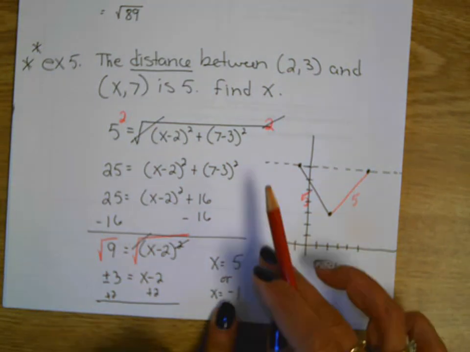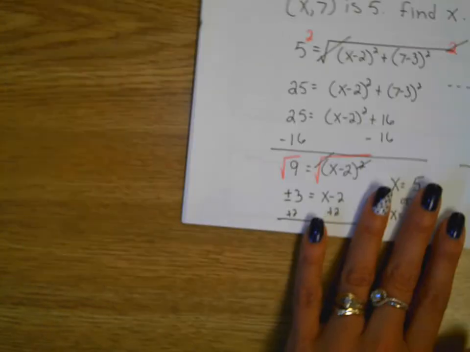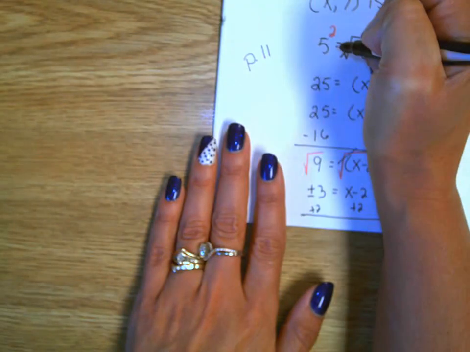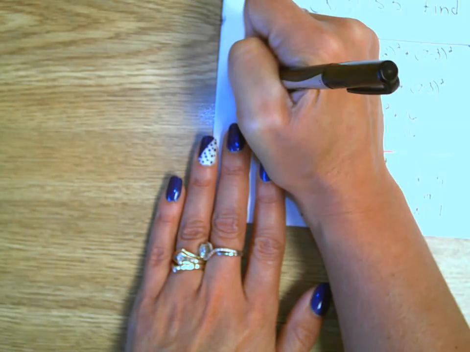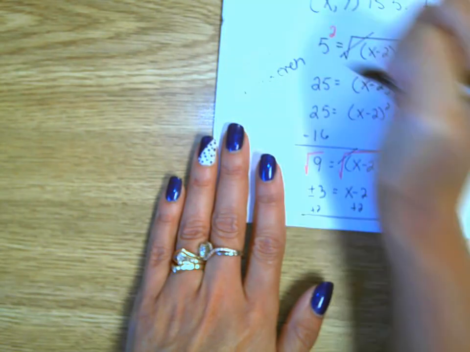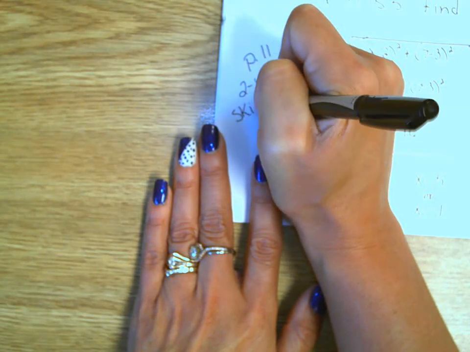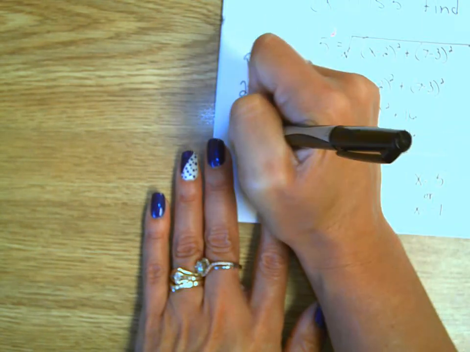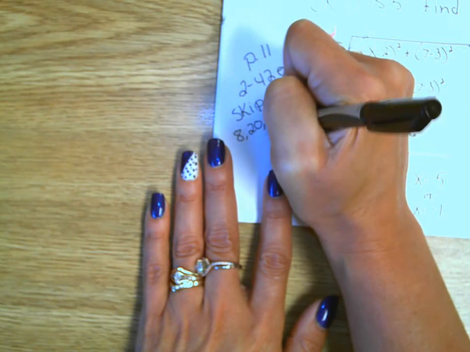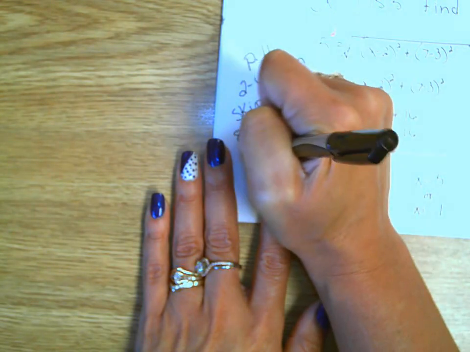Good? You will have one of these to practice. Make sure you look back. Your assignment then, page 11. Two through 42 even. Skipping. We're not going to make your life too miserable tonight. 8, 20, 32, 34, 36, and 38.